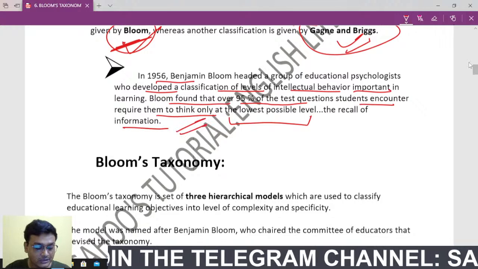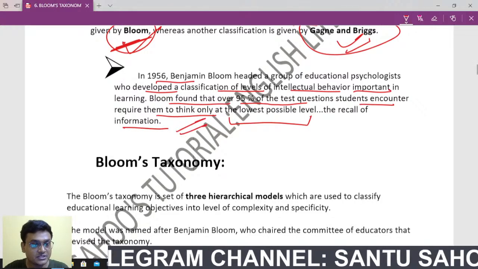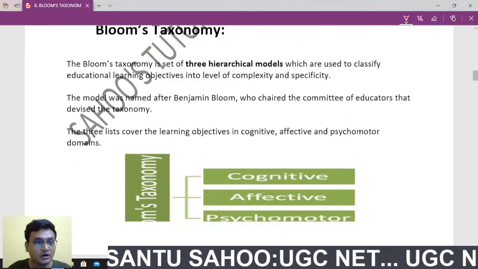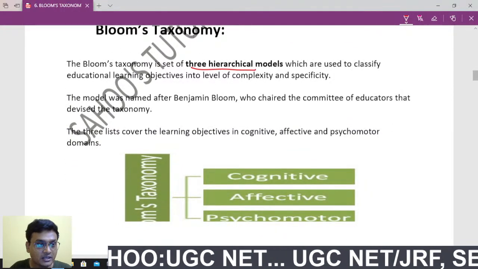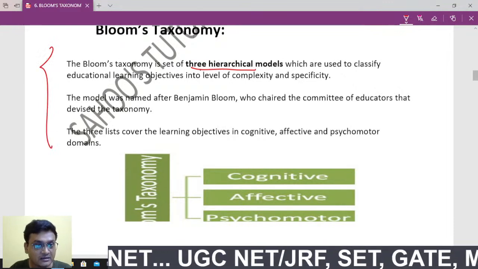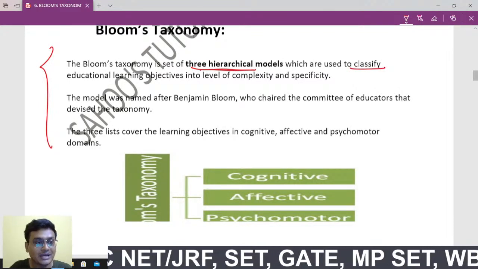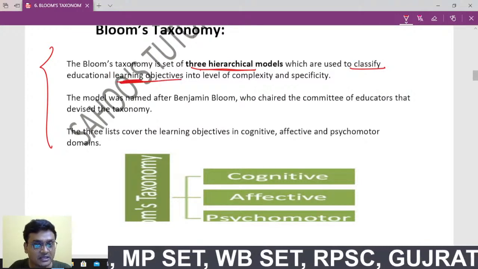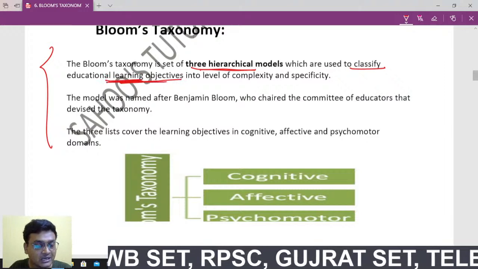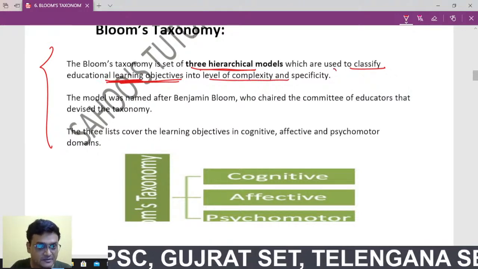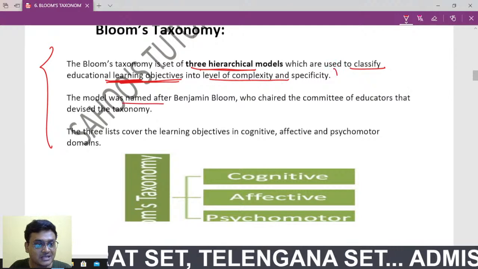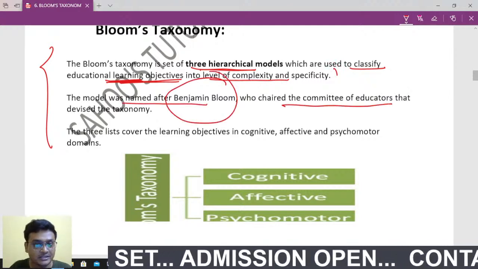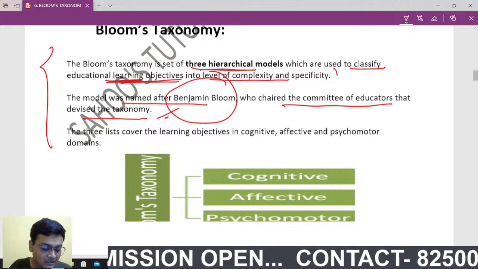Now let us discuss Bloom's taxonomy. Bloom's taxonomy is a set of three hierarchical models used to classify educational learning objectives into levels of complexity and specificity. The model was named after Benjamin Bloom, who chaired the committee of educators that revised the taxonomy.